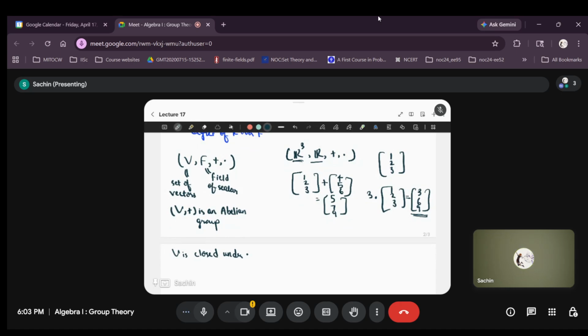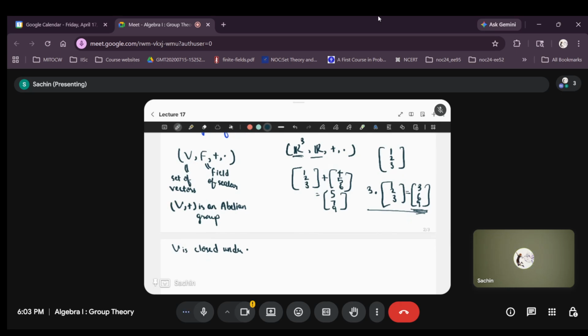So F and V are different sets, right? So the multiplication is not a binary operation. A binary operation was between elements within the same set. Here, F is a field of scalars, V is a set of vectors. So this dot is an operation with one element in F and another element in V. Even then, it must be closed in the sense that the product of a scalar with a vector must be a vector. Here in our real number example, 3 times 1 2 3 is 3 6 9, which is also a vector in R3.